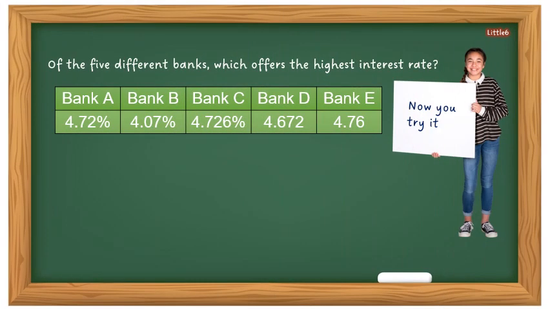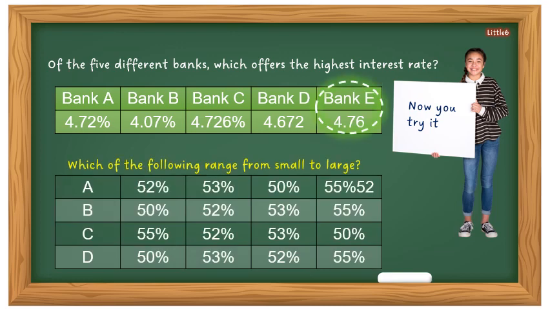Now you can try it. Pause the video and see if you get the correct answer. Of the 5 different banks, which offers the highest interest rate? So how did you do? Which of the banks offers the biggest rate? The answer is Bank E.